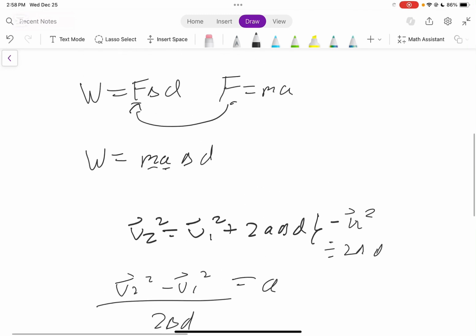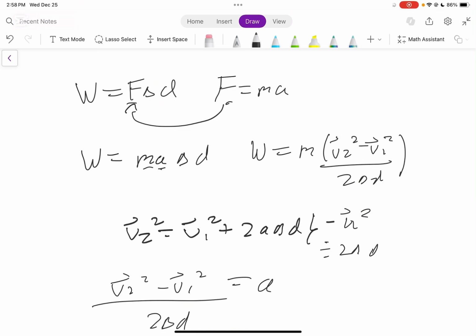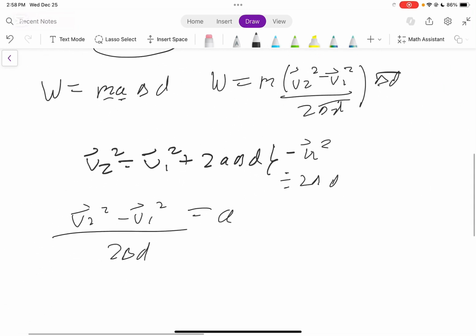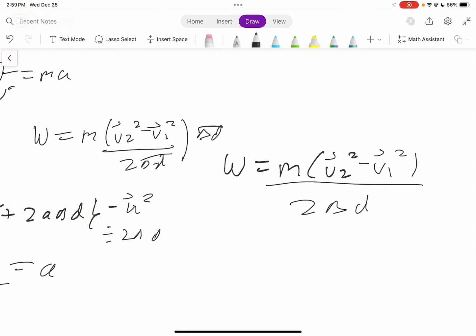Now that we have this, we can sub this in for our a. Now we get work is equal to mass times v2 squared minus v1 squared over 2 delta d, times delta d. And if you notice here, our delta d's will just cancel out, and you'll be left with simply work is equal to mass times v2 squared minus v1 squared over 2.